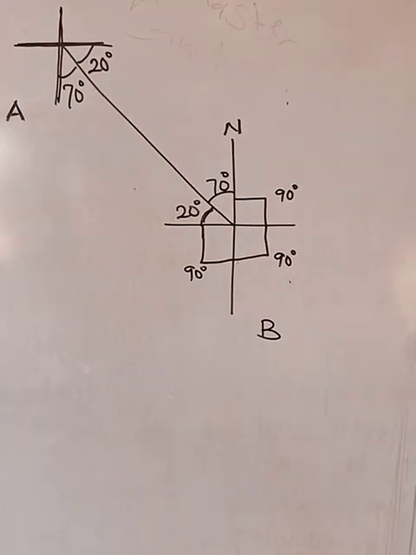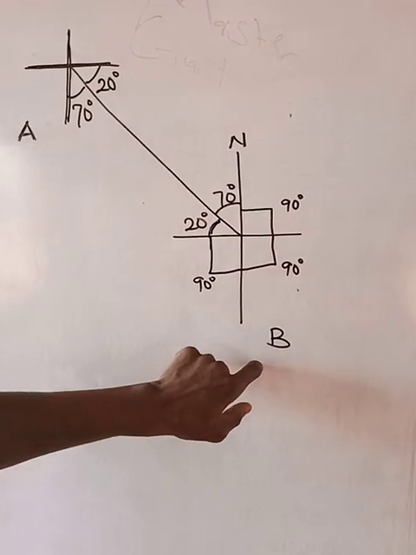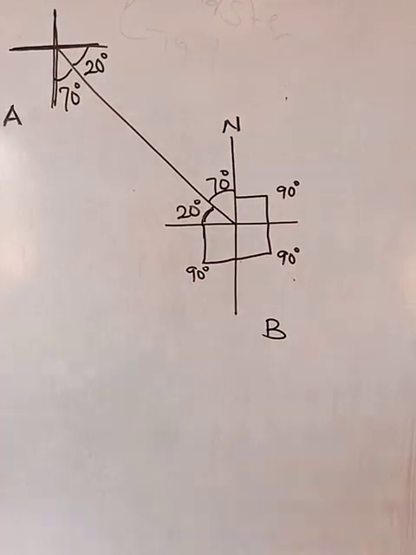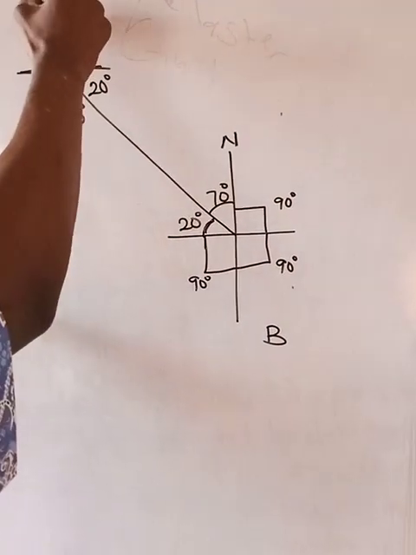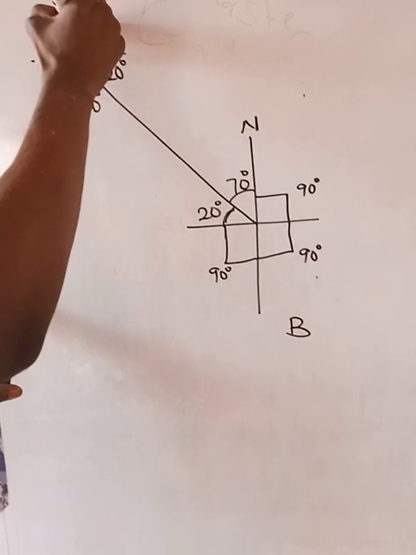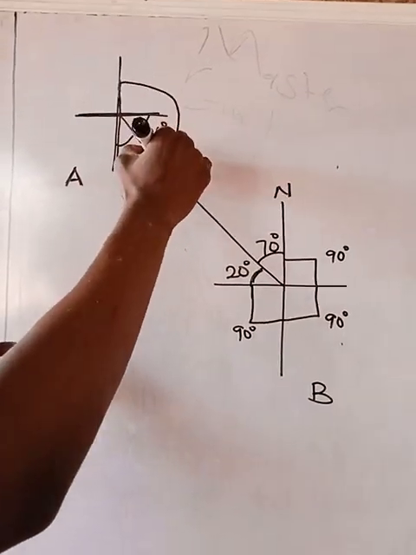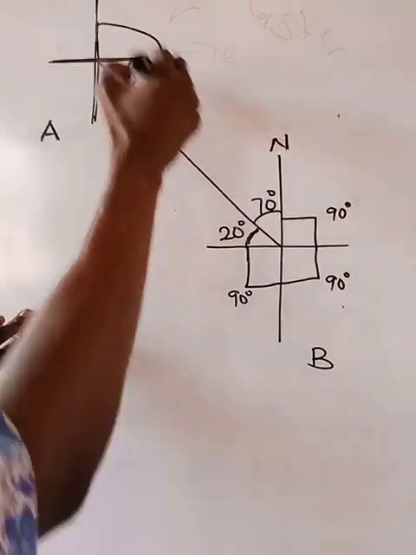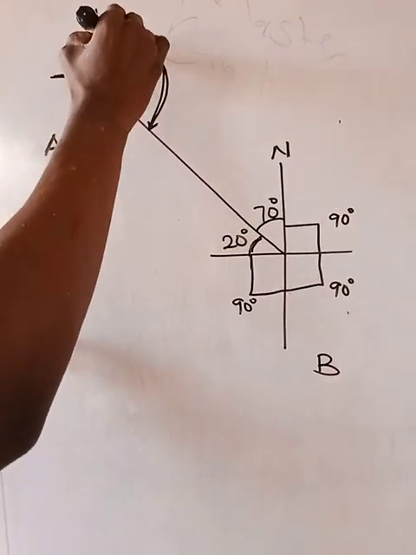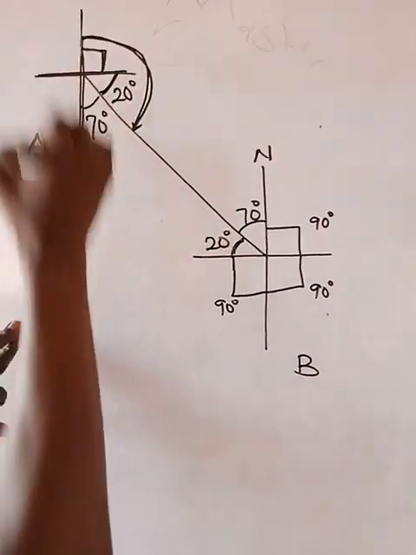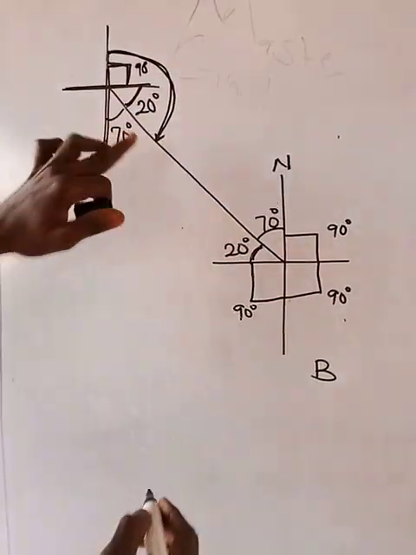The question now asks, what is the bearing of this point B from point A? How do you get that? I've said bearing starts from the north. So when you come to point A and want the bearing of point B from point A, you start from the north and take it to the line of B. What's the angle from here to this? Knowing fully well that this is 90 degrees, the right angle, then to this line is 20.